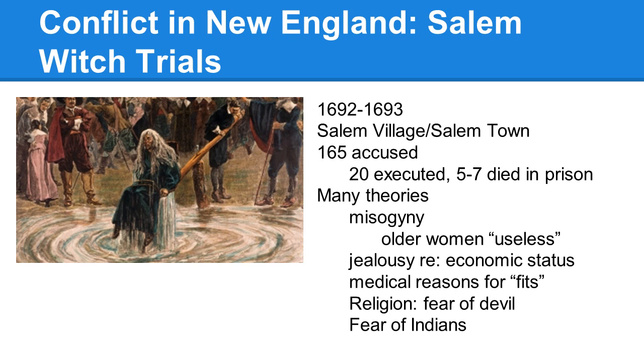But do know that it wasn't hundreds and hundreds of people that were killed like we tend to think. 20 were executed, and then 5 to 7 died in prison. Some of them by accident. Some of them got pneumonia and died. So it wasn't this free for all like we tend to think of sometimes, and sometimes the movies make it seem that way. You didn't have hundreds of people killed.